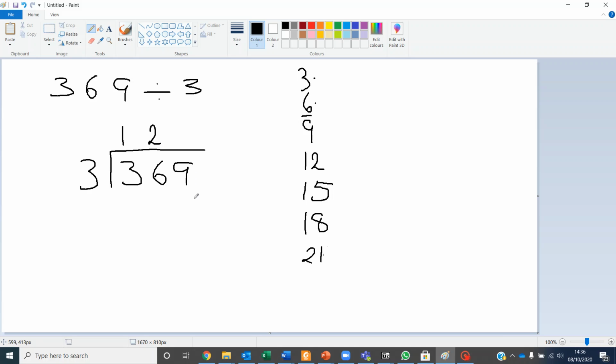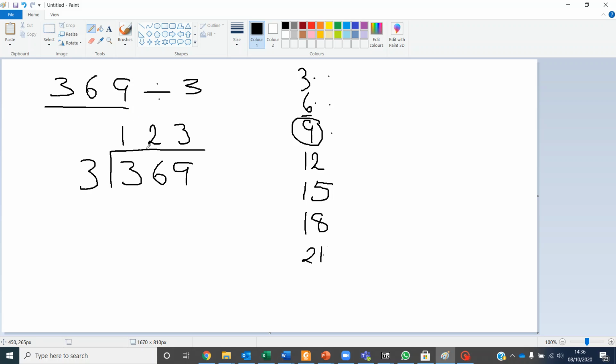Next you look at your last number. 9 divided by 3. Find 9 on your list of multiples and count down to it. You've got 1, 2, 3. So I can say 3 times 3 is 9, therefore 9 divided by 3 is 3. And I write my answer above the number. And there we go. So that's how you do division with a big number that maybe you can't do in your head.